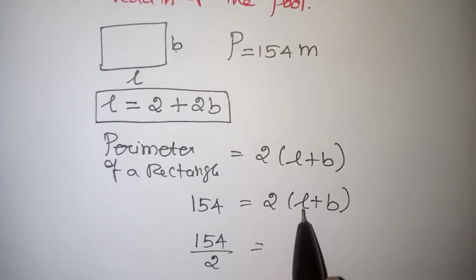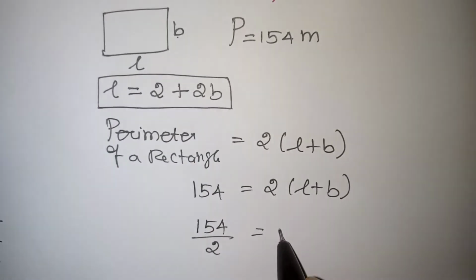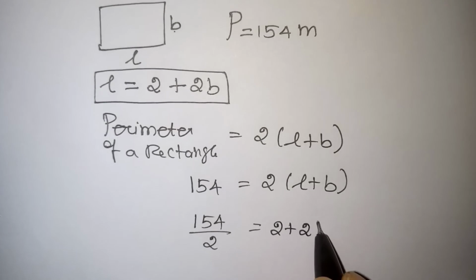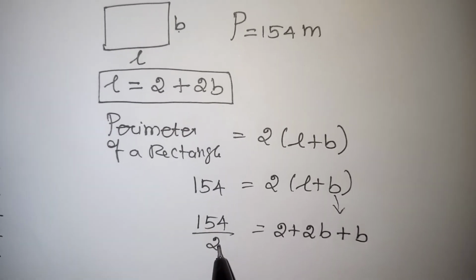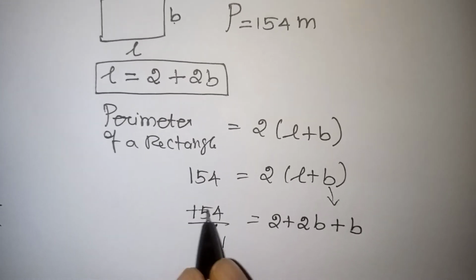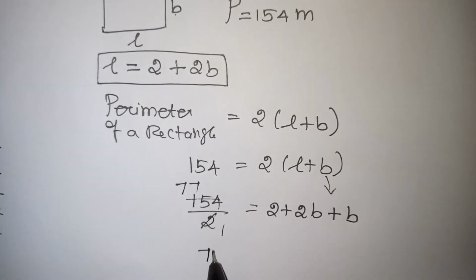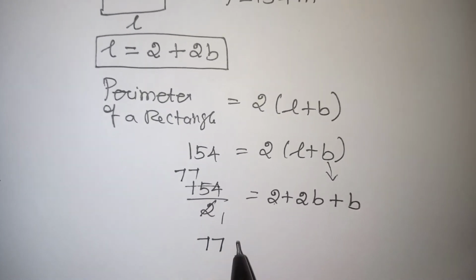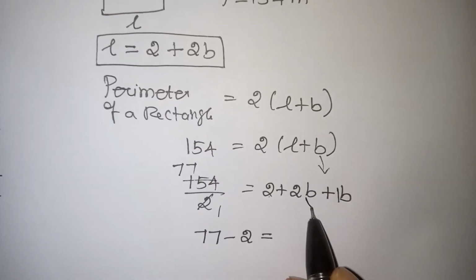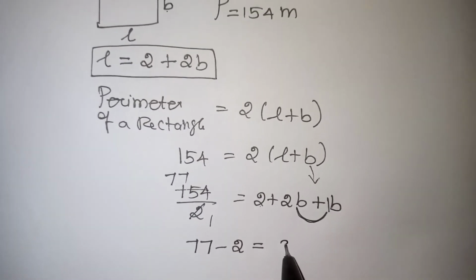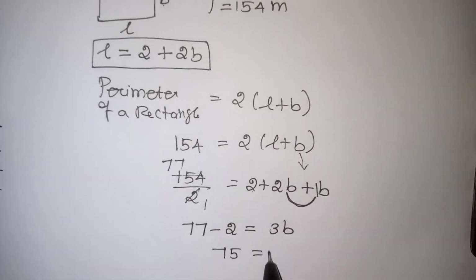In the place of L, you can write the value which is given in the question, that is 2 plus 2b. So write 2 plus 2b in the place of L. This b will be taken as it is, that is plus b. Now this one you can cancel. This is 1 time. This is 7 2s are 14. Remaining one again 7 2s are 14. 77. Here this is plus 2, taken to the other side, that will become minus 2, which is equal to 2b plus 1b, that can be added. Both are like terms, that will become 3b. Here 77 minus 2 will give you 75, which is equal to 3b.